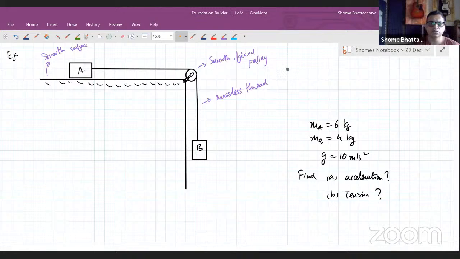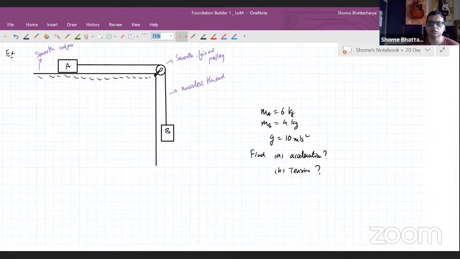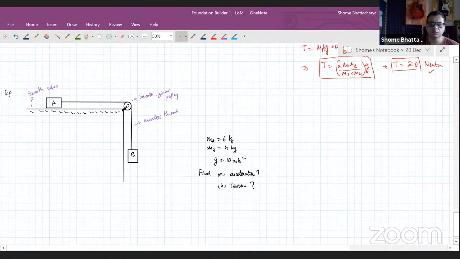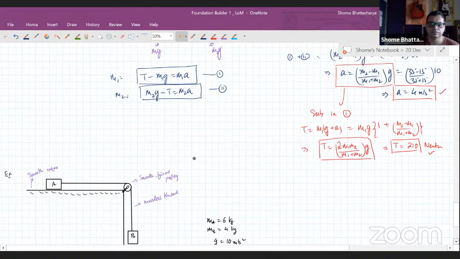Tension, the answer was 210 newtons, Bhargav. In the previous question, the answer was 210 newtons, which is coming by this substitution.